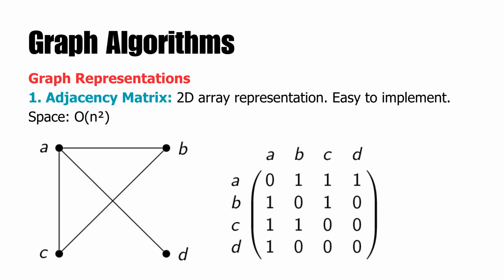There are two primary ways to represent graphs: adjacency matrix and adjacency list. An adjacency matrix uses a 2D array to represent connections. If matrix[i][j] equals 1, there's an edge from node i to node j. This approach is simple to implement, but requires O(n squared) space, making it impractical for sparse graphs.